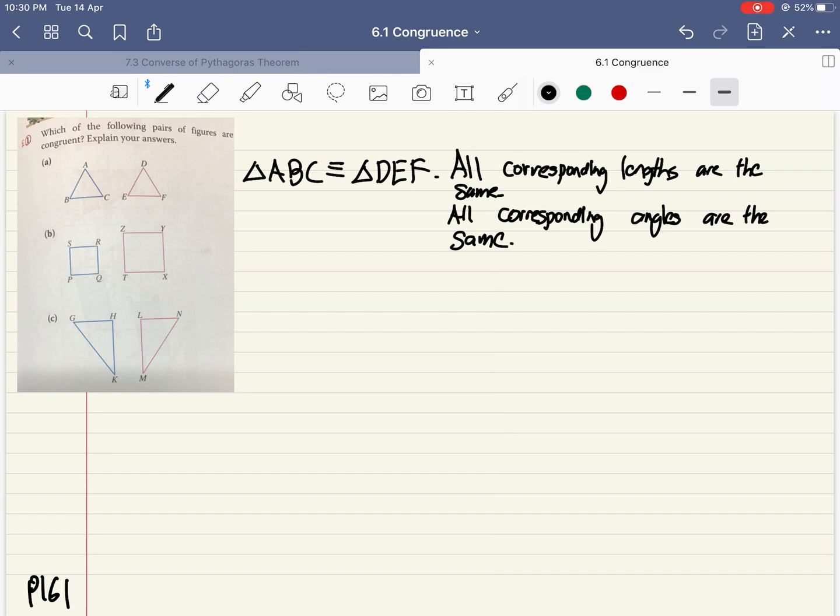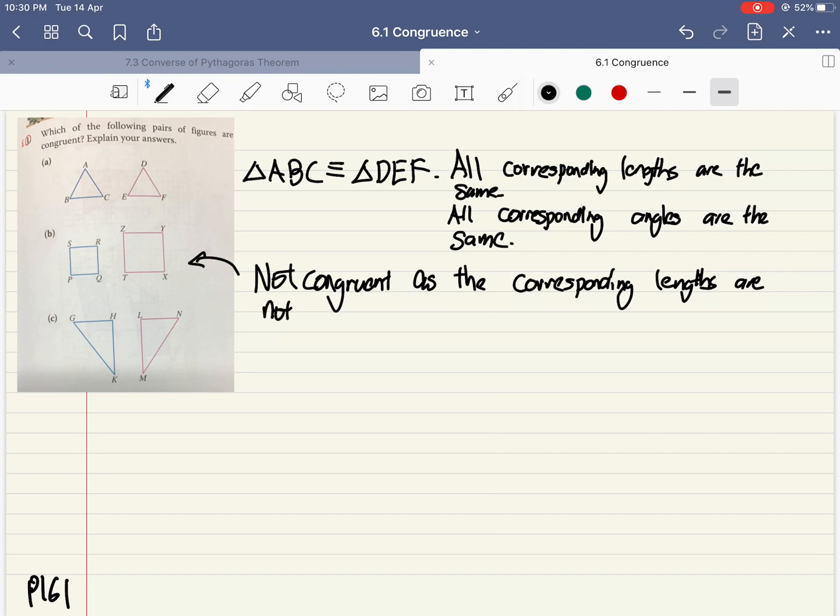Okay, for part B, quite obviously the lengths are not the same, so they are not congruent. What I can write for B is they are not congruent, as the corresponding lengths are not the same.